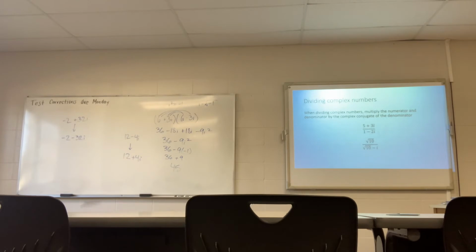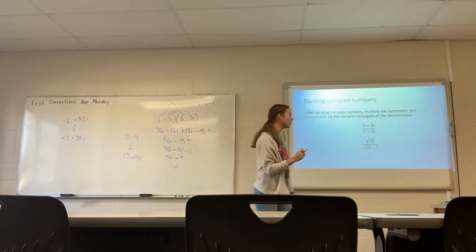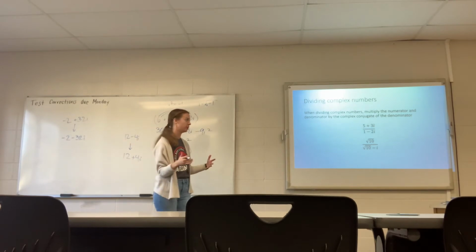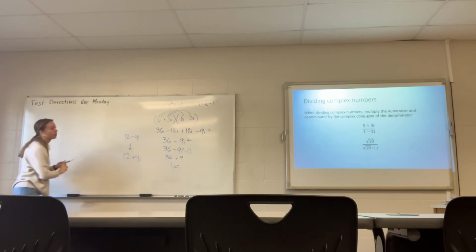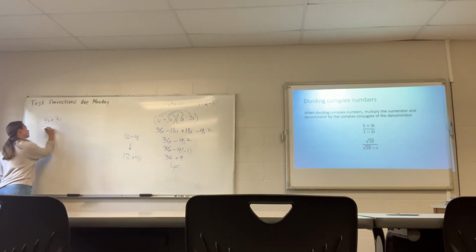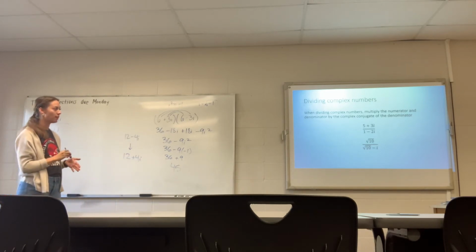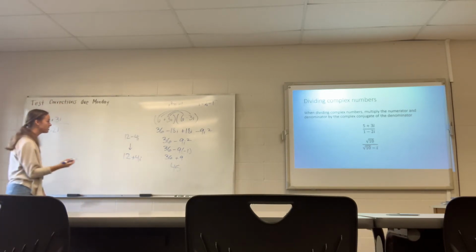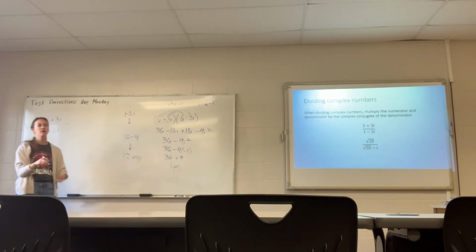Okay, so dividing. So it says when we're dividing complex numbers, we're gonna multiply the numerator and the denominator by the complex conjugate of the denominator. Okay, so I'll kind of walk through this first one. So we have 5 plus 3i over 1 minus 2i. So what I need to do is start by figuring out what my complex conjugate of my denominator is. So the 1 minus 2i, what do I think the complex conjugate of that is gonna be?